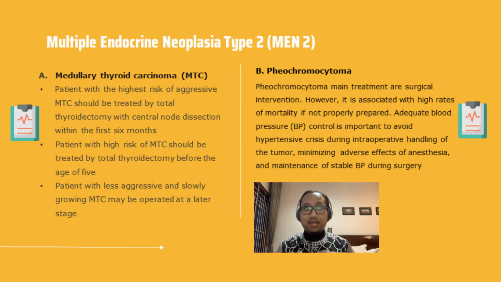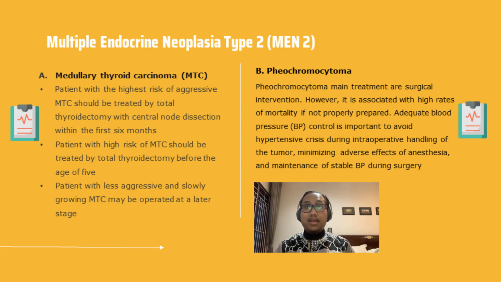The second one, patients with a high risk of MTC should be treated by total thyroidectomy at or before the age of 5. And the third one, patients with less aggressive and slowly growing MTC may be operated at a later stage. But keep in mind that all individuals who have undergone thyroidectomy need thyroid hormone replacement therapy. But autotransplantation of parathyroid tissue is not typically performed at the time of thyroidectomy unless there is evidence of hyperparathyroidism.